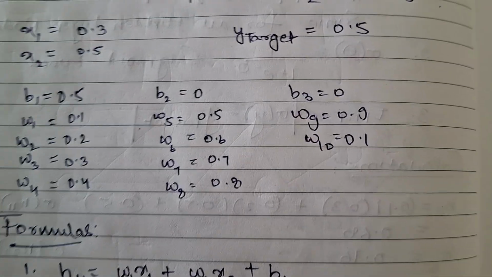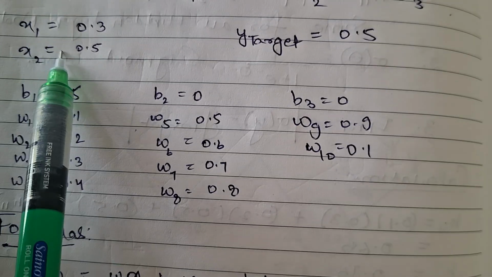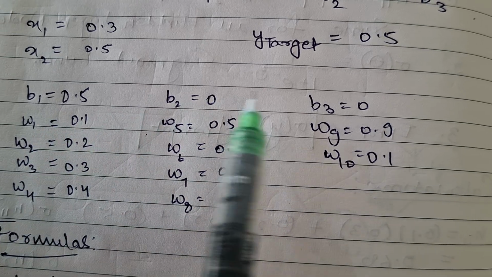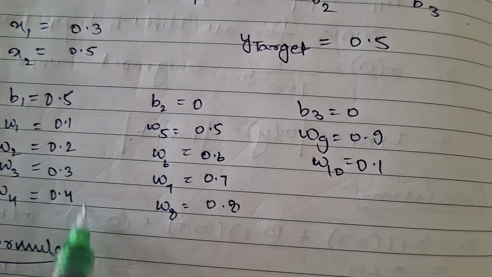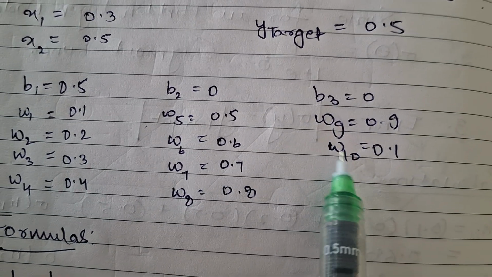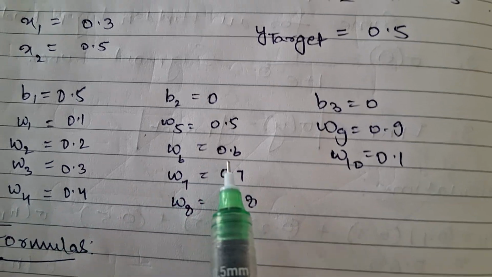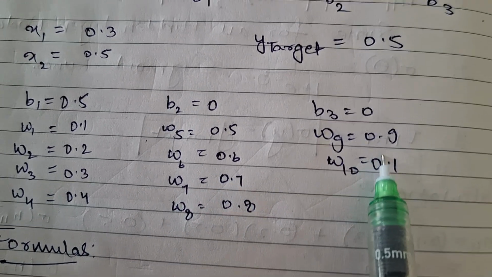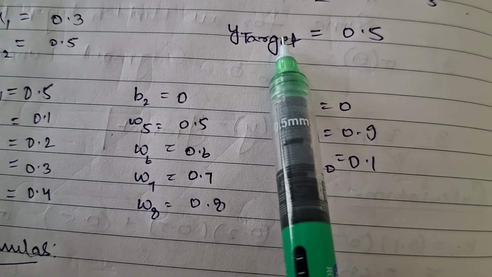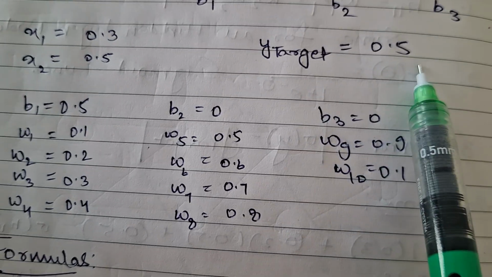These are the values of all the inputs, of all the biases B1, B2, B3 and all the weights segregated by layer. This is for hidden layer 1, this is for hidden layer 2, this is for output. And our target value of Y is 0.5.